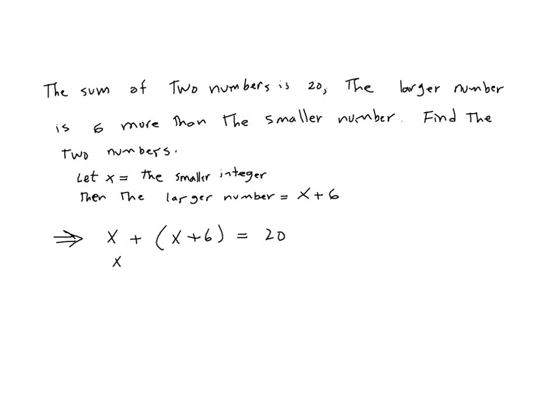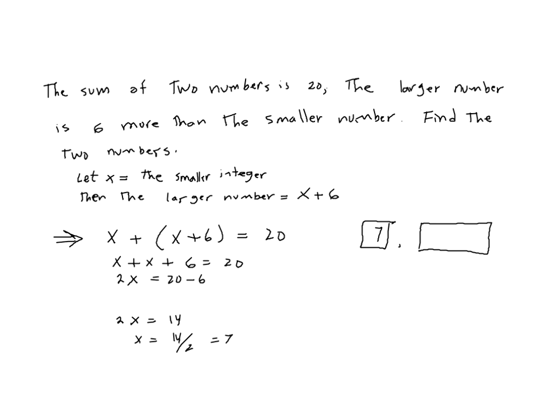Okay, so the next step is to distribute or remove the parentheses. You get 2x equal to, I can subtract that, so I get 2x is equal to 14, x equal to 14 over 2, which is equal to 7. So the first number is 7. The next number would be what? Seven plus 6, which is 13. Alrighty. Okay, let's take a look at the next problem here.